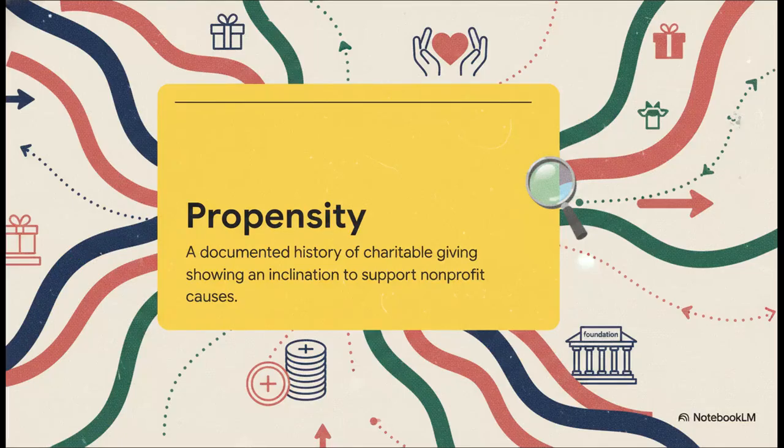Moving on to the second pillar, philanthropy, which is also known as propensity. Because let's be real, having wealth is one thing, but having the willingness to actually give it away is an entirely different story. We want to see a documented behavioral footprint. Maybe they have a history of giving to other nonprofits, or perhaps they sit on a foundation board. This past behavior is key because it proves that they actively value philanthropy and are already charitably inclined.